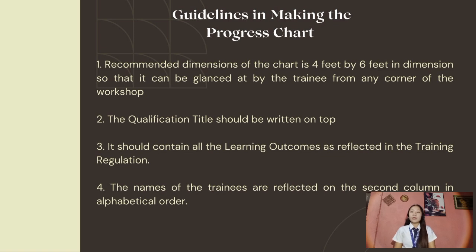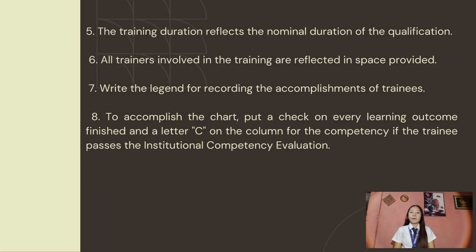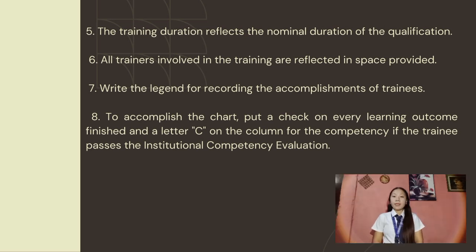Fourth, the names of the trainees are reflected in the second column in alphabetical order. So, the names of the trainees should be in alphabetical order. Fifth, the training duration reflects the nominal duration of their qualification. For example, the nominal duration is 150 hours. Sixth, all trainers involved in the training are reflected in the space provided.